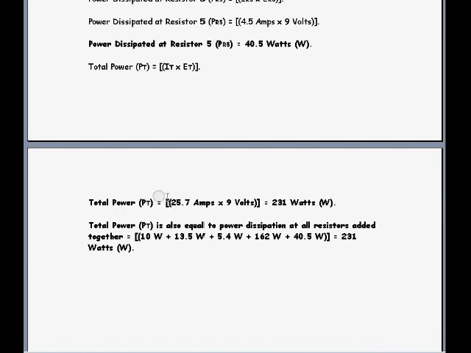Then we just take the total current times the total voltage, multiply them out for the total watts, 231. And to check the work, you take the watts dissipated at every resistor and add them together, and it should equal 231 as well. So this proves the circuit analysis was done correctly.